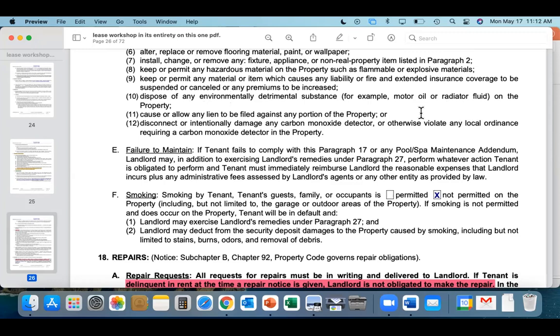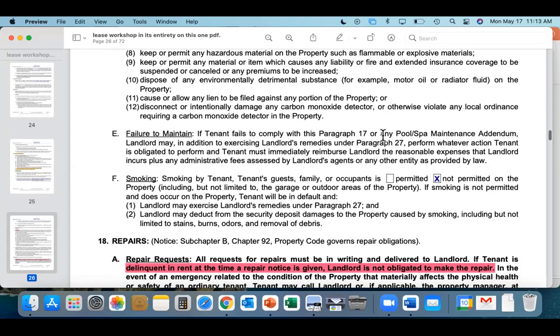So in other words, they can't go buy something and then use the house as collateral. This way, if they don't pay it, that person will put a lien on the property. They can't use the property for that. They can't disconnect or intentionally damage a carbon monoxide detector or violate any ordinance.